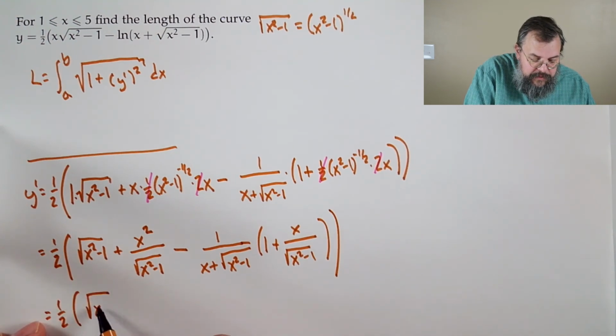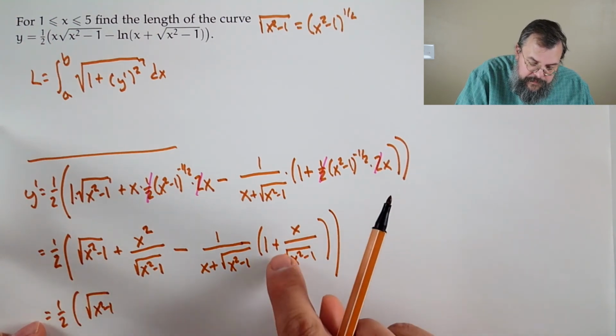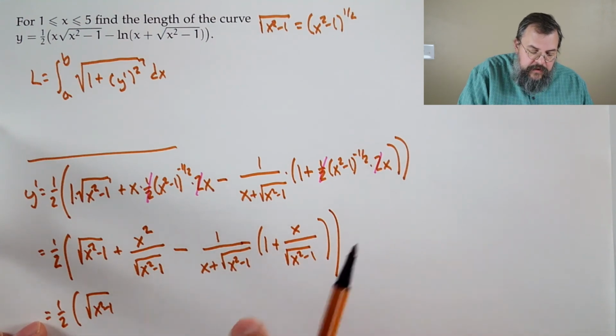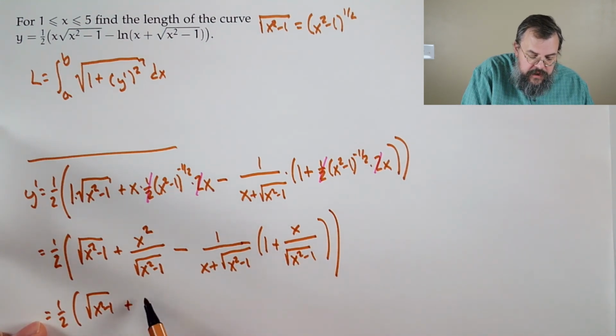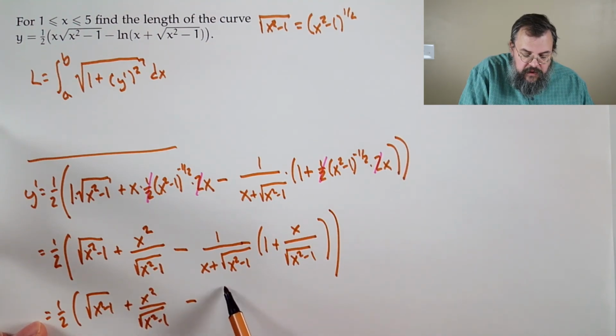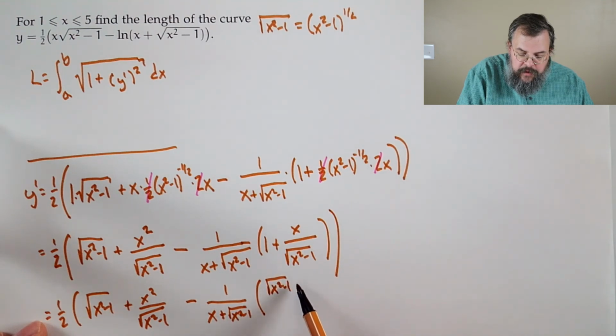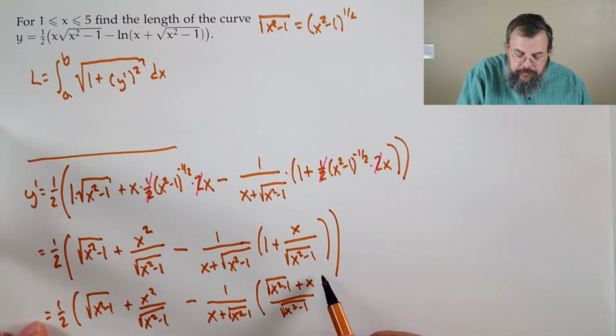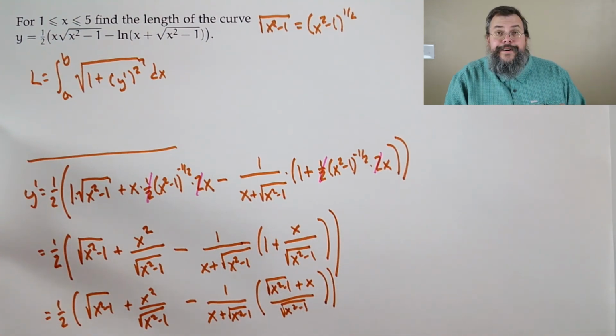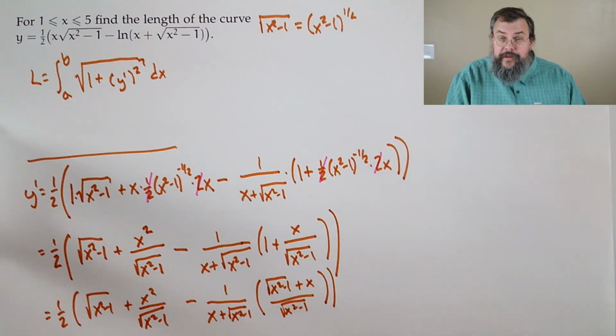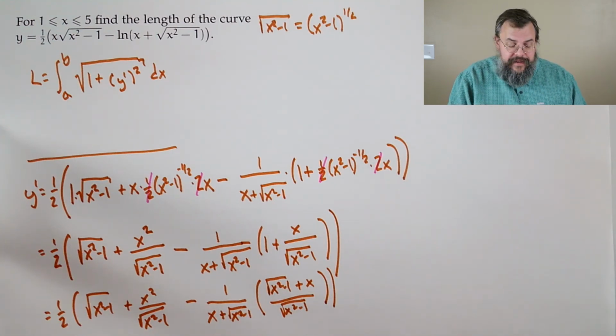Okay, so let's go a little bit further, and I'm going to focus my energy here. So square root of x squared minus 1, x squared over the square root of x squared minus 1, minus 1 over x plus the square root of x squared minus 1. And then here, add these together, common denominator would be square root of x squared minus 1 plus x over the square root of x squared minus 1. Now, what do you see? Do you see anything?